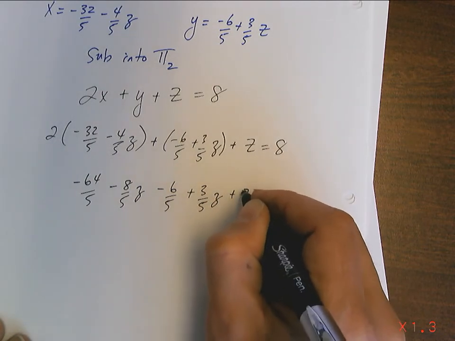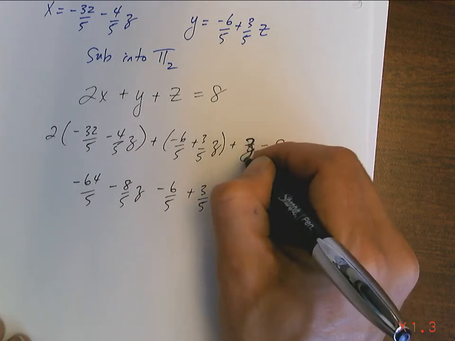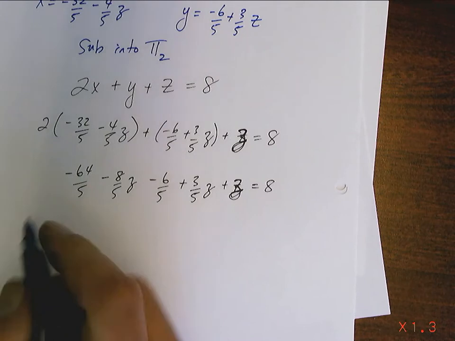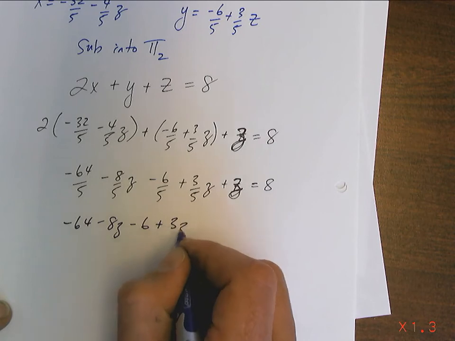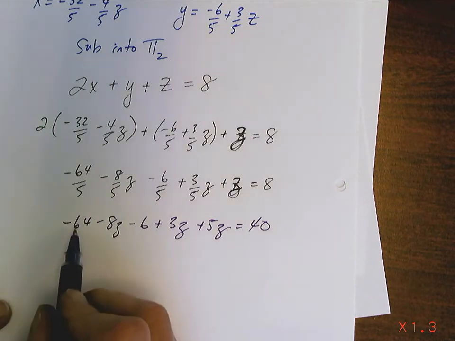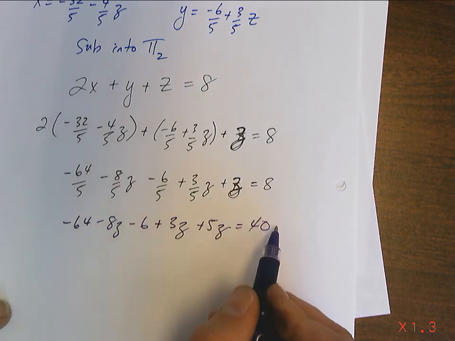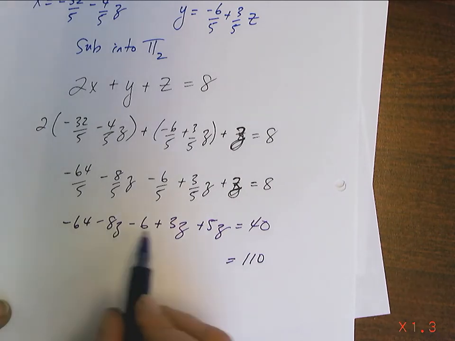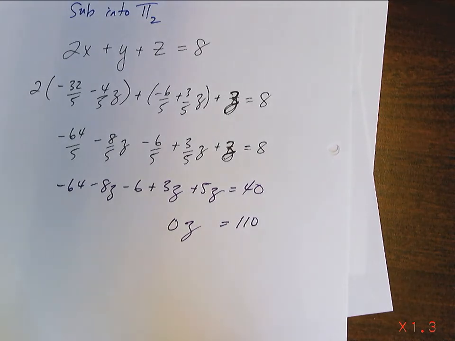So negative 64 over 5, negative 8 over 5 z, negative 6 over 5, plus 3 over 5 z plus z equals 8. I hate the 5s. Feel like I'm being overrun by 5s. Multiply everything by 5. So I've got negative 64, take away 6 is negative 70, yes? Negative 70 going over to the other side would be 110 when you add it to 40. Negative 8 plus 8. So what values of z will allow that to happen?